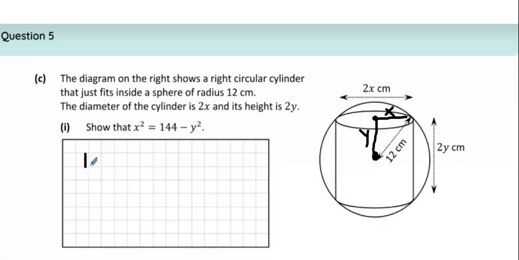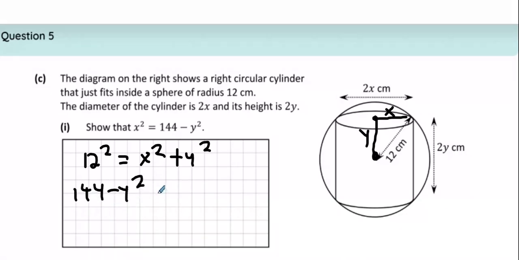And then what you do is you just get 12 squared, using Pythagoras' theorem, is x squared plus y squared. And then you get 144 take away y squared equals x squared. Everybody all right with that? Okay, part 2.